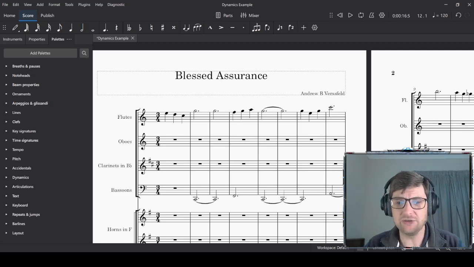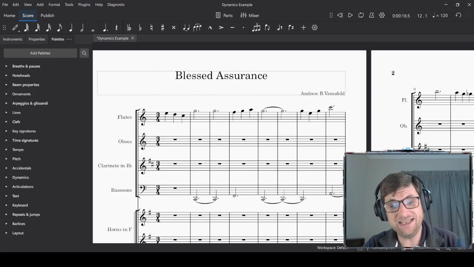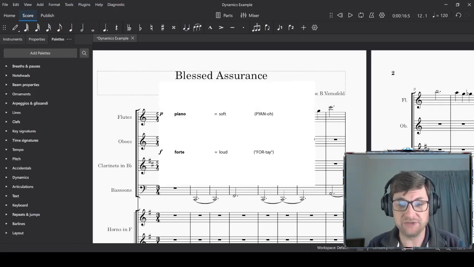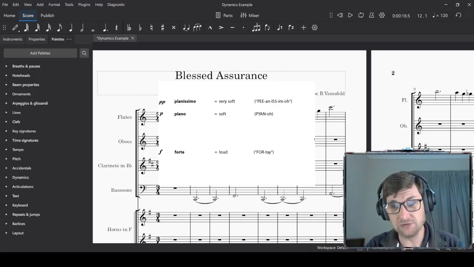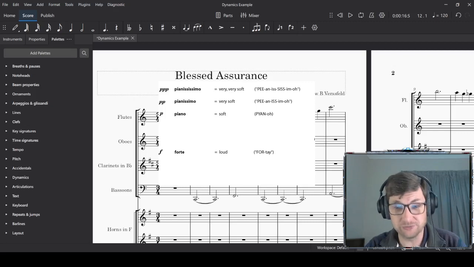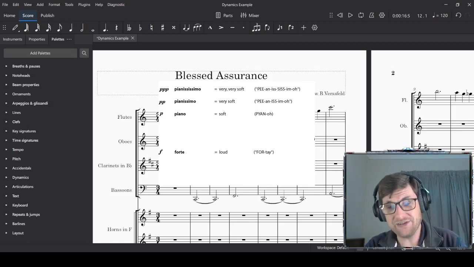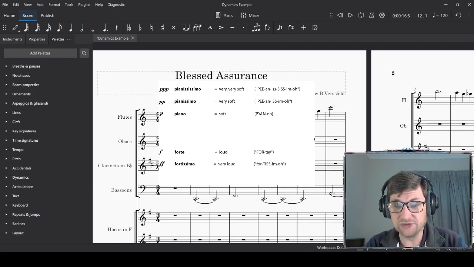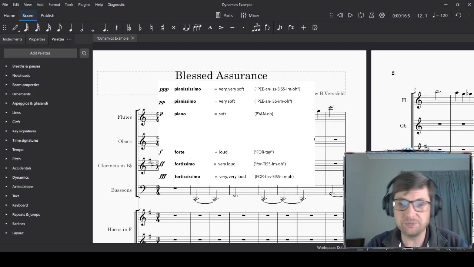And let's have a quick look at the symbols we use to indicate dynamics. We'll start with P and F. P stands for piano, which means softly. F stands for forte, which means loudly. Now, if you wanted to play softer than P, you'd write it as double P or pianissimo. Even softer than that would be triple P or pianississimo. If you wanted to play louder than forte, you'd write a double F, which is fortissimo, and even louder than that would be triple F or fortississimo.